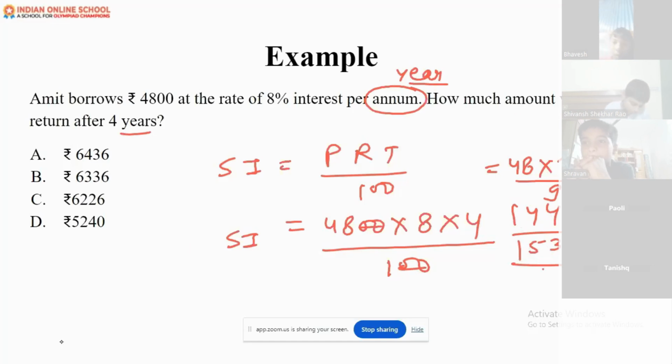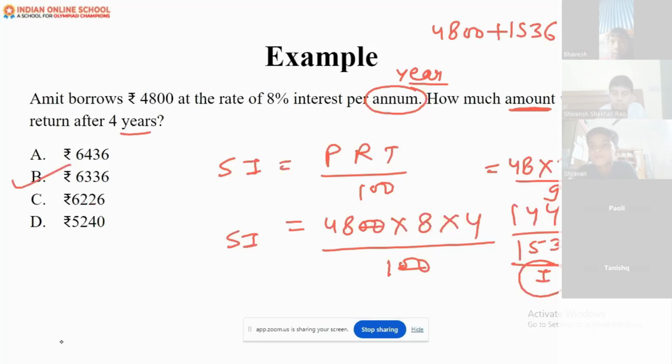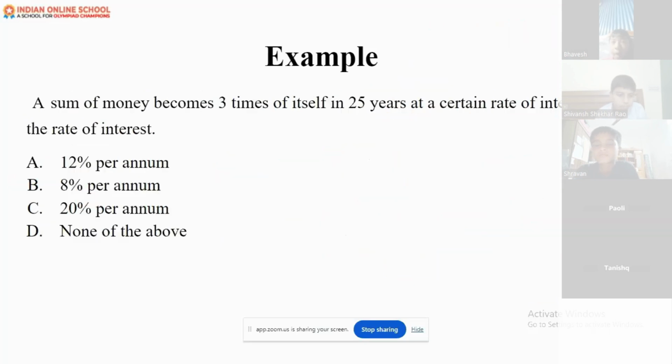Okay, so this much interest we have received. But what do we need to find here? Amount, yes. So what we will do is add principal plus interest. So that will be 6,336. Yes, 6,336. Option B. Correct. Very nice. Okay, let's go further.